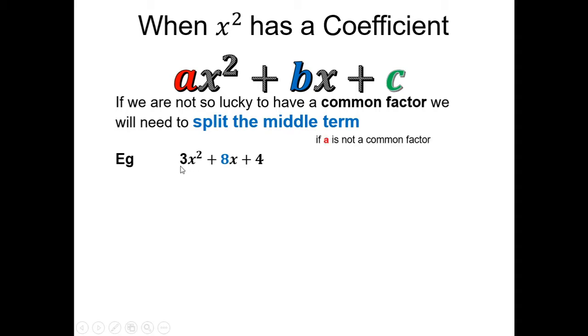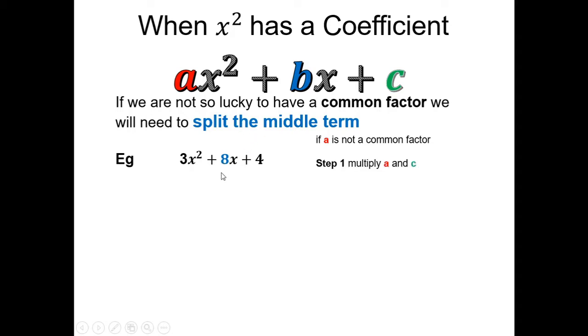I first look and check and I see that 3 is not a common factor. I can't divide everything through here by 3. I could try, but then I'm going to end up with decimals and fractions, and I don't want that. That's not going to make my life any easier. So I leave the 3 there, and I go on to figure out how to split the middle term. The middle term being the b term, or in this case, the 8. That's why this is all in blue, so that we can follow along.